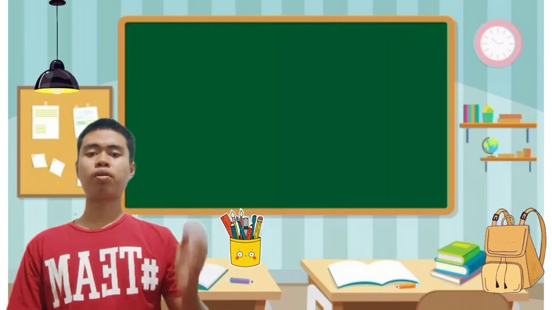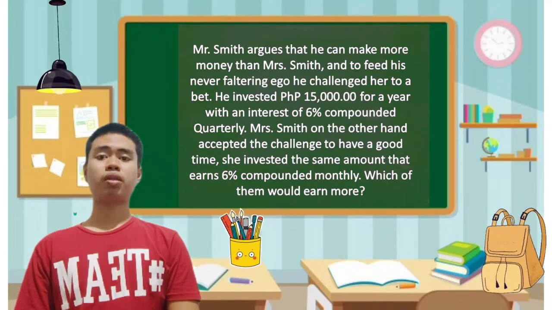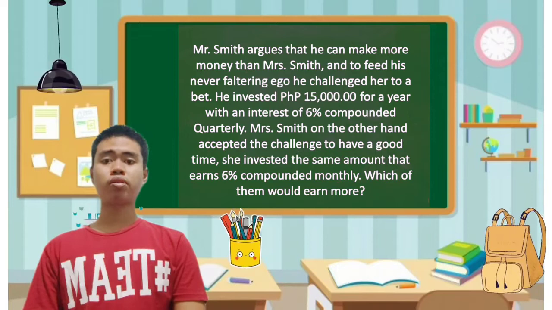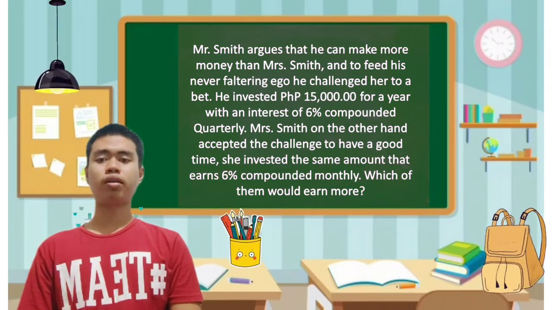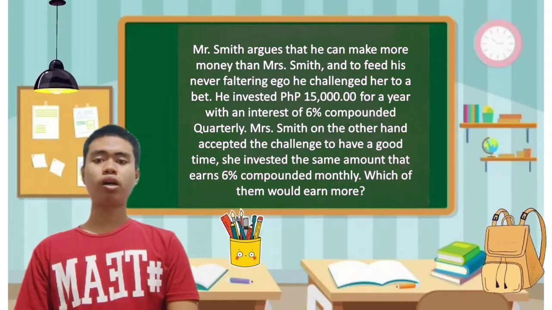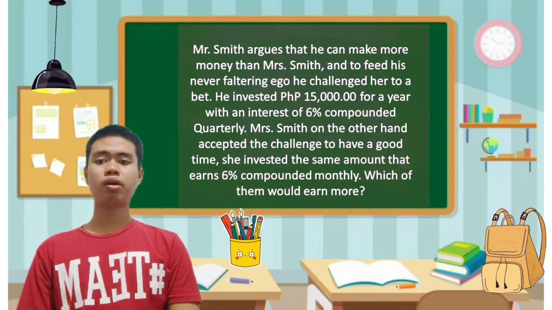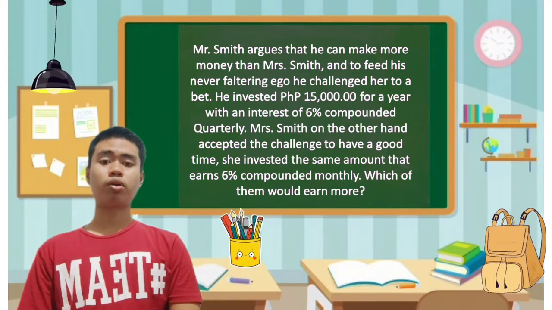And here is the sample problem. Mr. Smith argues that he can make more money than Mrs. Smith, and to feed his never-faltering ego, he challenged her to a bet. He invested $15,000 for a year with an interest of 6% compounded quarterly. And Mrs. Smith, on the other end, accepted the challenge to have a good time. She invested the same amount that earned 6% compounded monthly. Which of them would earn more?